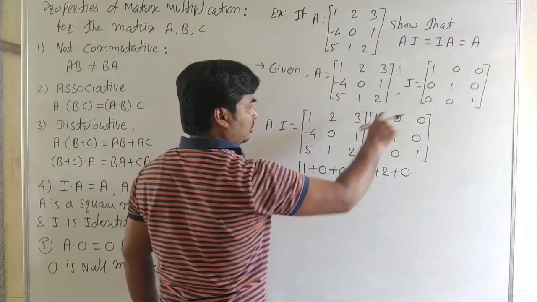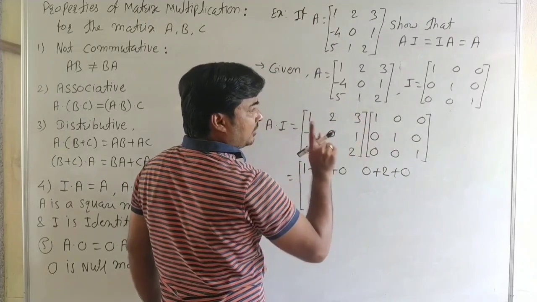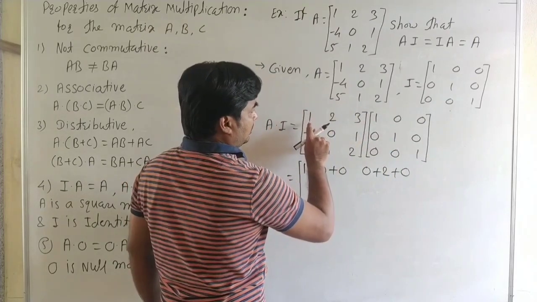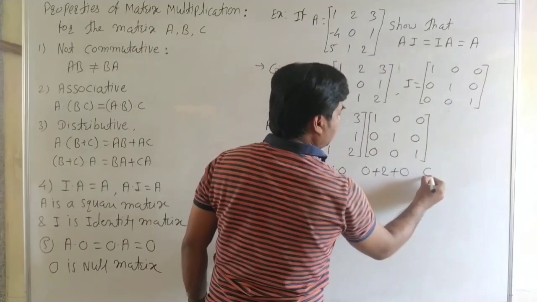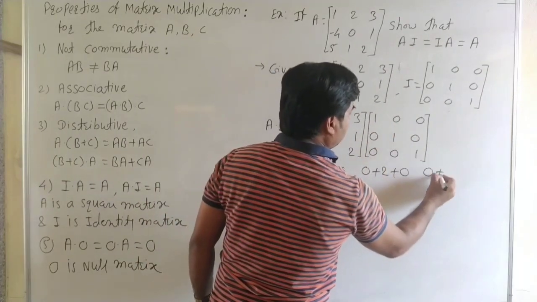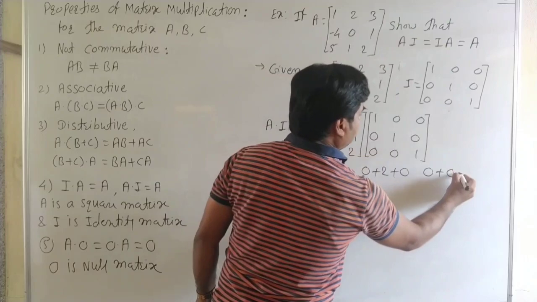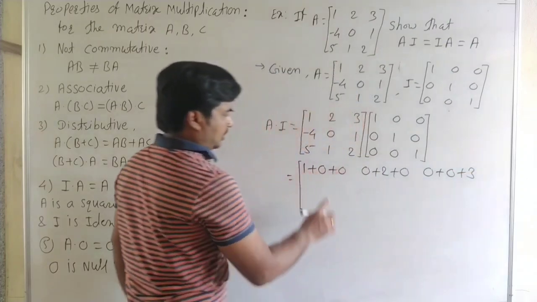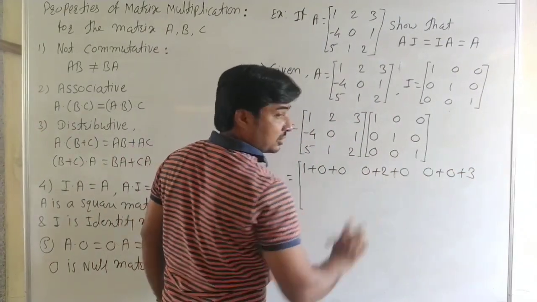Only take the first row and third column, and multiply the corresponding elements. Multiplication of the corresponding elements: 1 into 0 is 0, 2 into 0 is 0, and 3 into 1 is 3. Here first row, first column, first row, second column, and first row, third column.